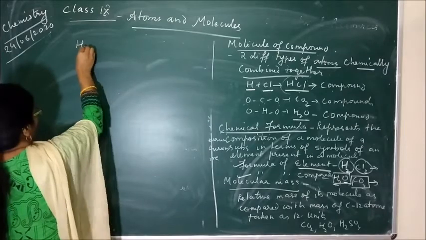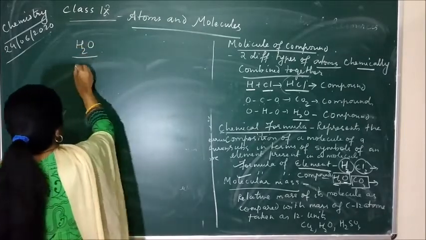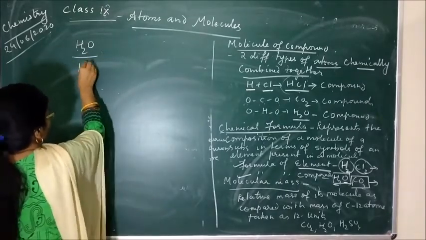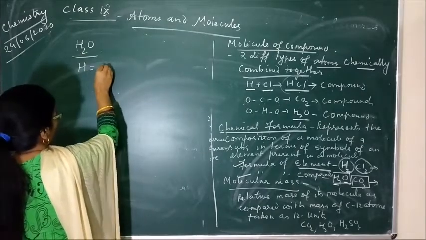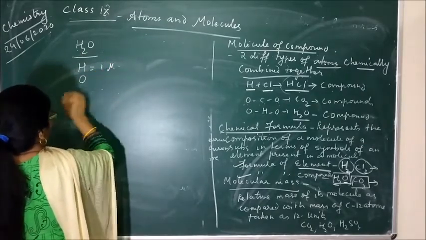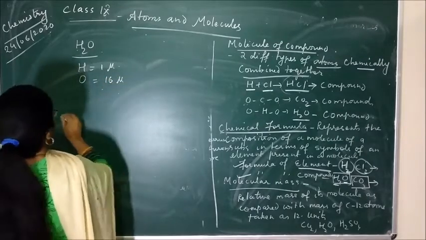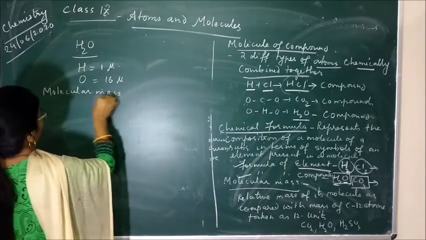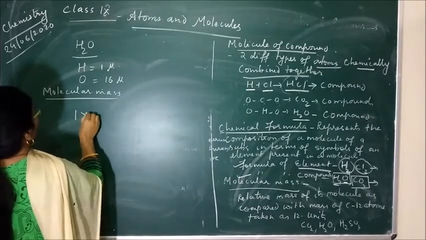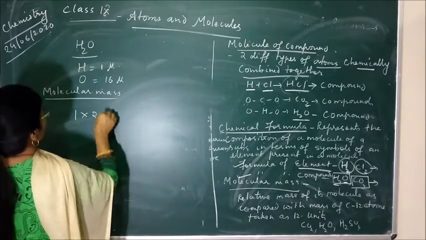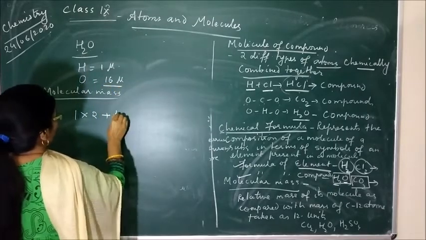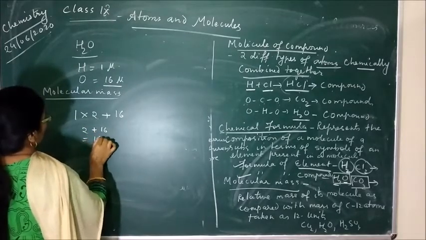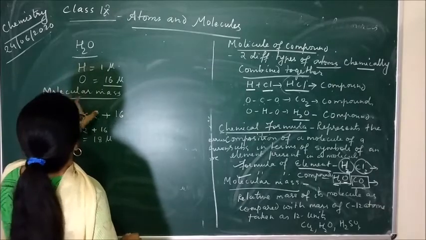Let's take the example of water, H2O. In H2O, two atoms of hydrogen combine with one atom of oxygen to form water. So what do we have to take? We have to take the mass of the hydrogen. We all know that the mass of hydrogen is 1 u and the mass of oxygen is 16 u. And how to derive the molecular mass of water? The molecular mass of water can be derived as 1 into 2, because two atoms of hydrogen are there, plus oxygen, how much mass is it having? 16. So 1 into 2 plus 16. 2 ones are 2, plus 16 means 18.